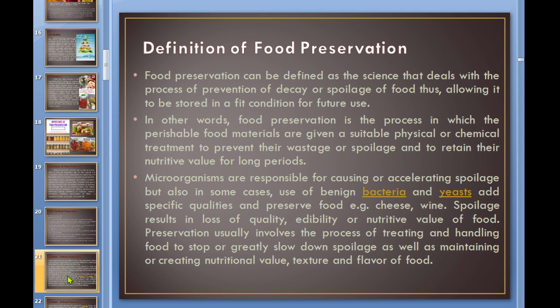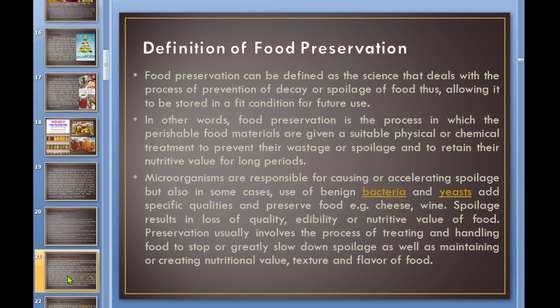suitable physical or chemical treatment to prevent their wastage or spoilage and to retain their nutritive value for long periods. Third, microorganisms are responsible for causing or accelerating spoilage, but also in some cases use of benign or good bacteria can add specific qualities and preserve food. For example, cheese, wine. Spoilage results in loss of quality, edibility, and nutritive value of food.